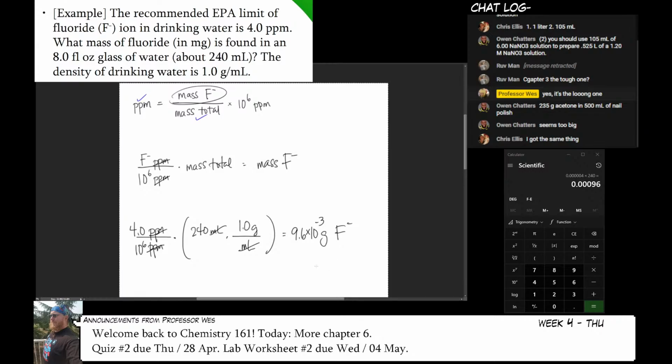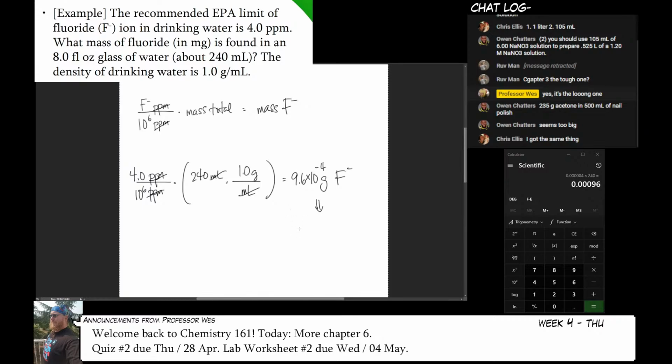I put a 3 there, I swear I did. Which, when I turn this into milligrams, would give me... Oops, hold on, that's a 4. I can't read my calculator. I was going to say, there's no way there's 9 grams of fluoride in a glass of water. Or 9 milligrams. There you go. So in a glass of drinking water, 8 fluid ounces, there is roughly 1 milligram of fluoride. And let's see what we get. Oh, that's the answer we got. Great.